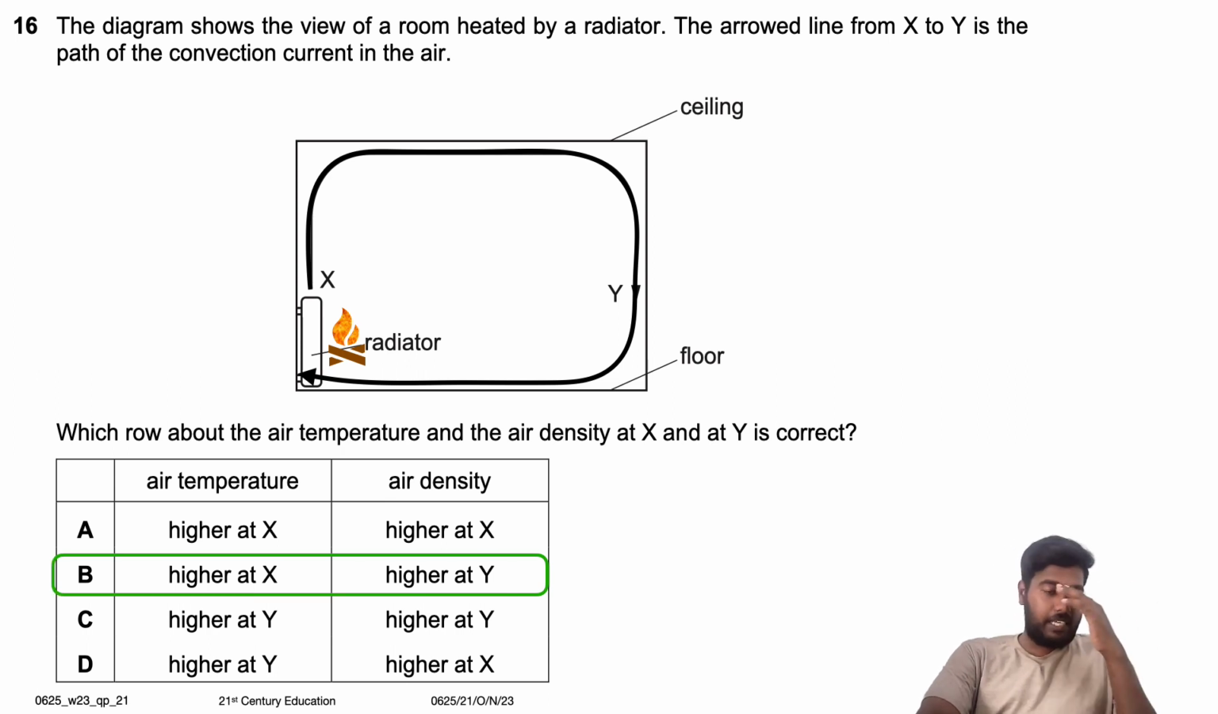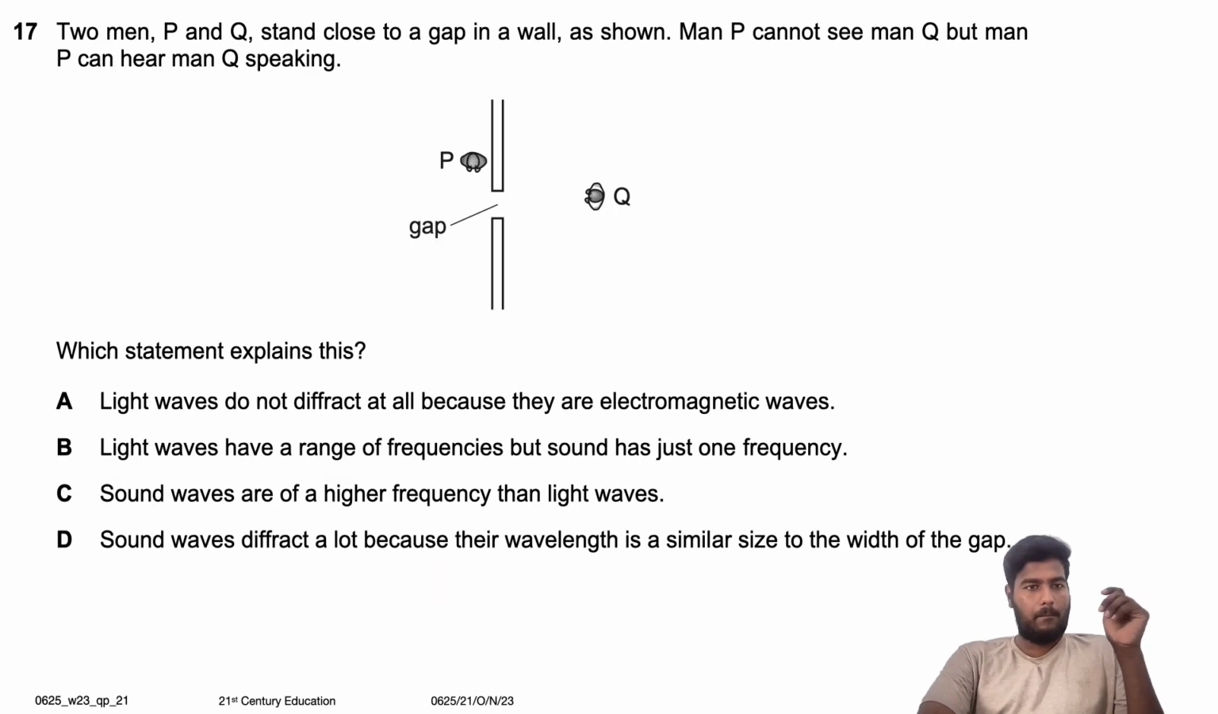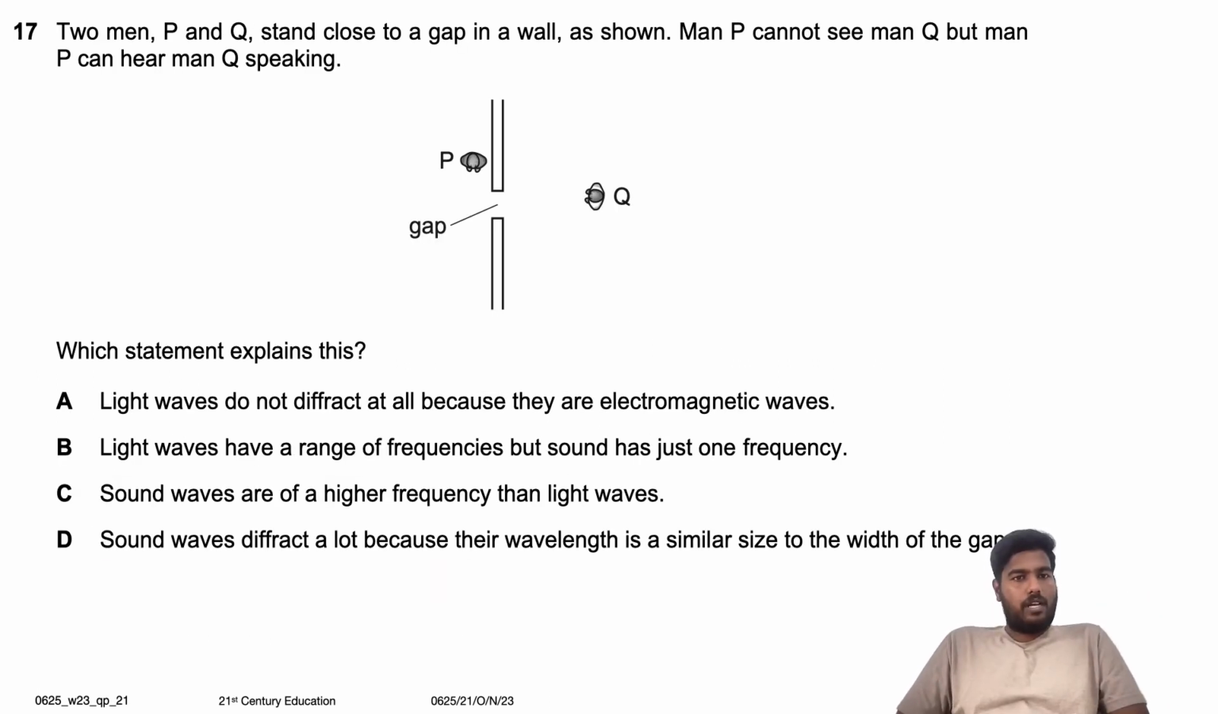So air temperature is higher at X and then air density is higher at Y. Option B. Two men P and Q stand close to a gap in a wall as shown in the figure. Man P cannot see man Q, but man P can hear man Q speaking. Which statement explains this? What are the statements discussing about?